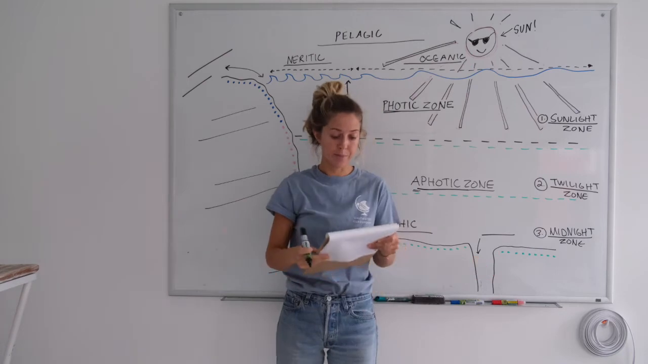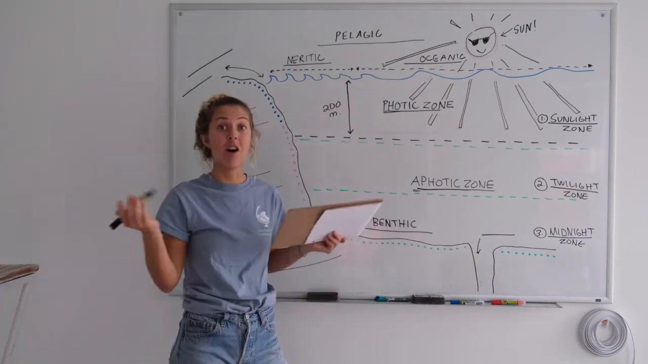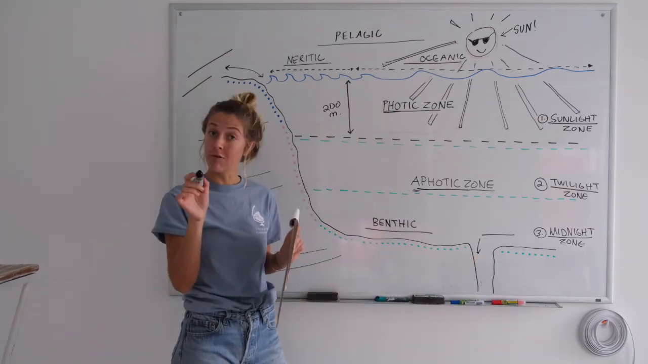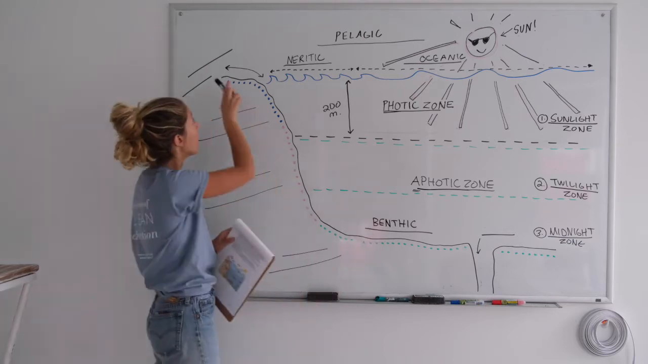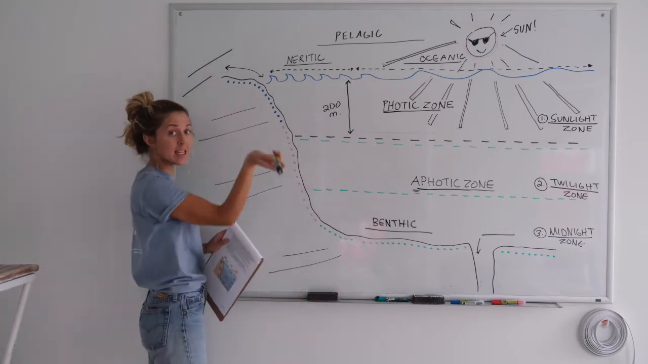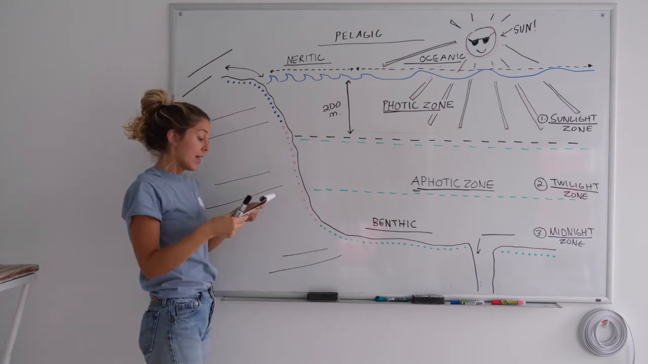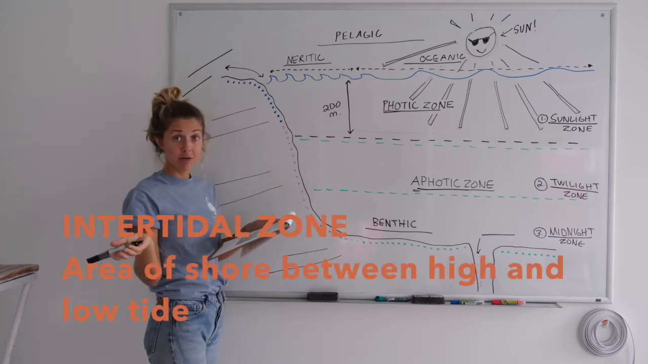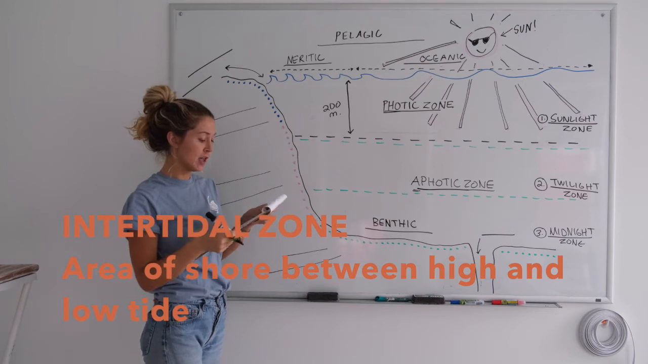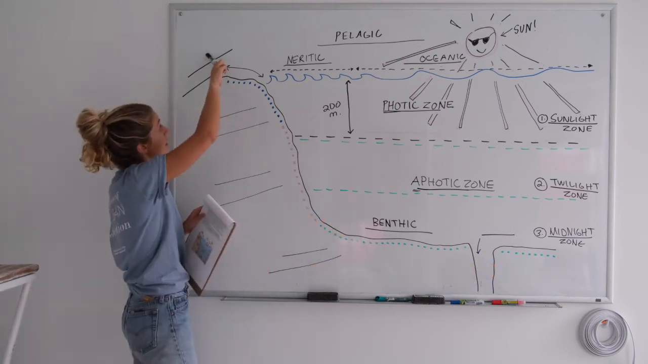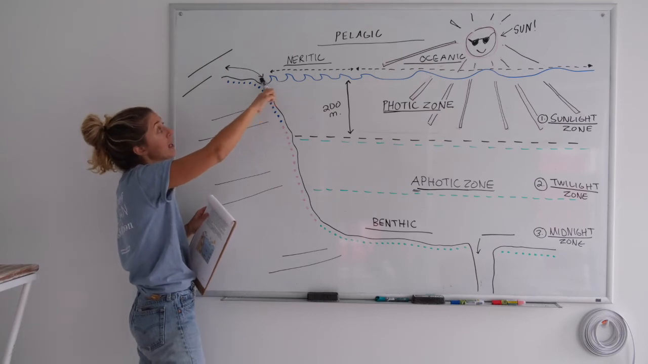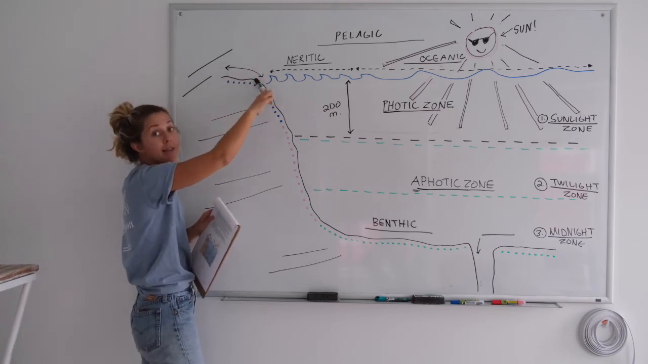away from the shore. There's one zone that we've already learned a lot about and you have actually explored. This is the intertidal zone. The intertidal zone, as you guys know, is the area in between high and low tide. On our diagrams, it's right here. You can imagine the tide coming up and down on the land.